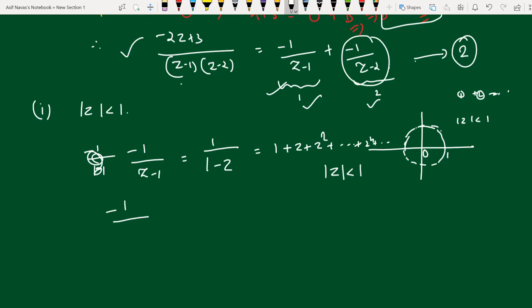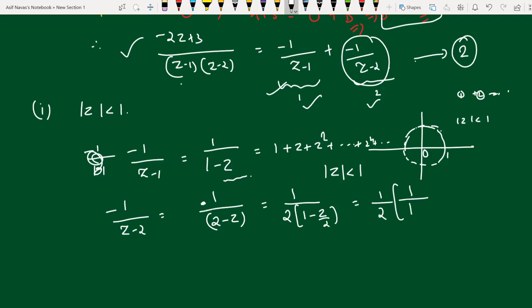Minus 1 by z minus 2. This you can write as 1 by 2 minus z, which is equal to 1 by... Okay, we already know the expansion of this form. So I'm taking 2 outside: 1 minus z by 2. So this is 1 by 2 into 1 minus z by 2. So that is equal to 1 by 2 times.